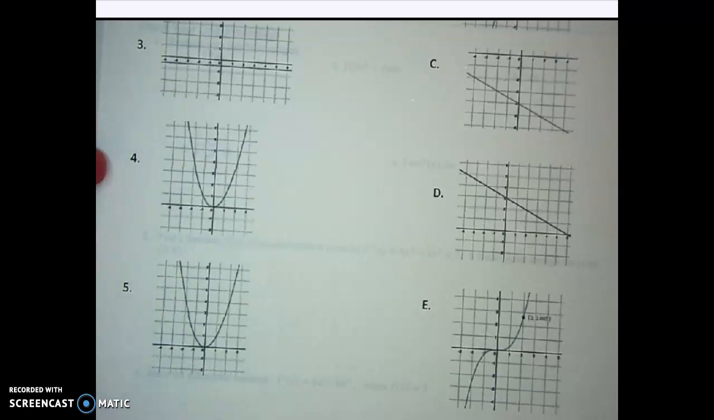You should recognize number 4 and 5 as being quadratics. They're parabolas. And hopefully you recognize B and E as being cubics. So 4 and 5 have a highest exponent of 2. B and E are cubics, so an exponent of 3.